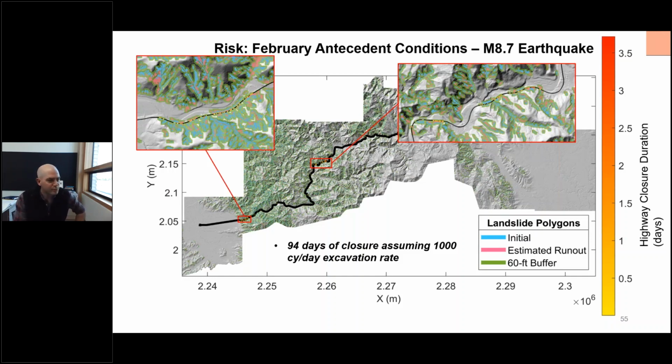And we can look at the spatial correspondence or overlap with the highway system, in this case, Highway 6. If we have a volume that crosses the highway, we can start to estimate the volume that must be cleared, and we can sum it throughout the length of the highway here. So for this case, if you assume 1,000 cubic yards per day excavation rate, which is quite a lot, we'd have 94 days of closure. And we generated something like 100 maps of scenario-based analyses for a variety of corridors using this approach.